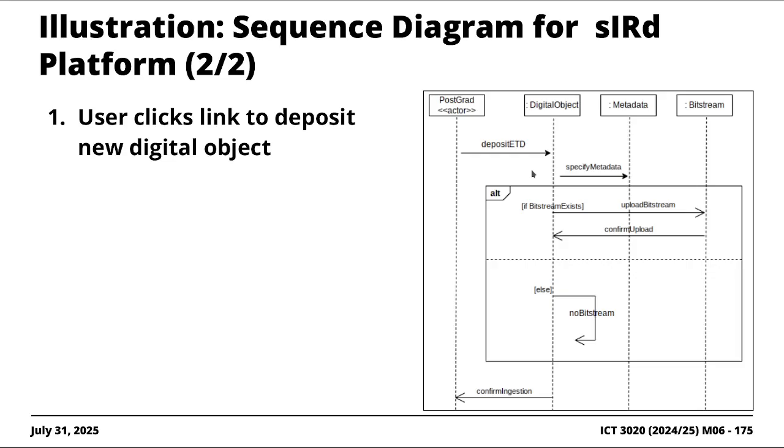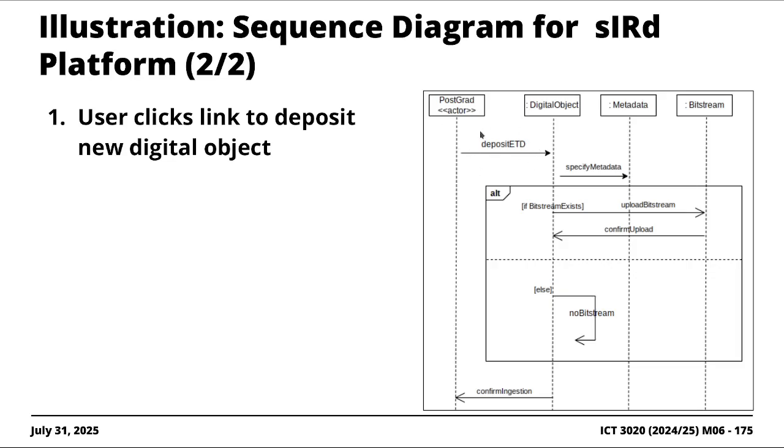So what's happening here, if we are to understand this interaction, is a user probably is using a graphical user interface. They click on a link to deposit a new object. When they do that, they're invoking the deposit ETD method, which is defined in digital object. Apologies that the arguments are not specified here, but this is for simplicity's sake. Otherwise, people would be confused. Now, you notice here that this is an invocation message, deposit ETD.